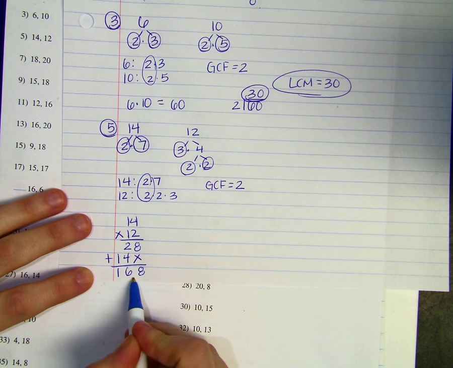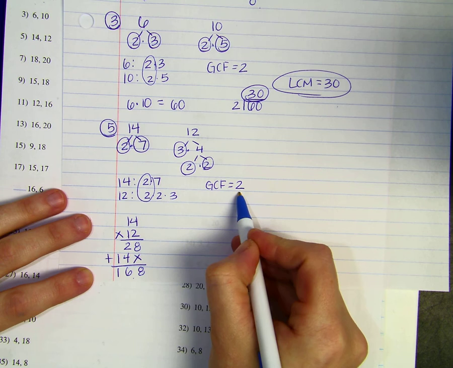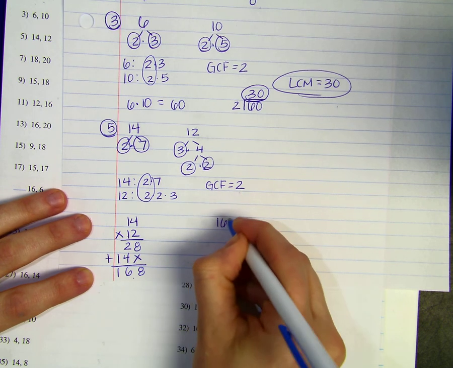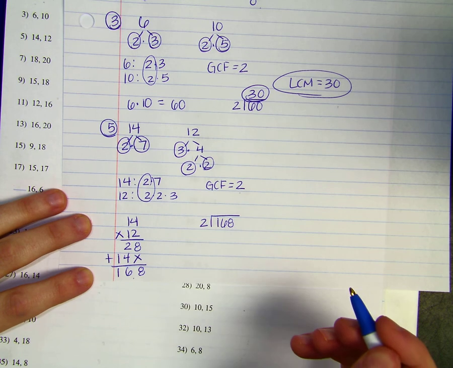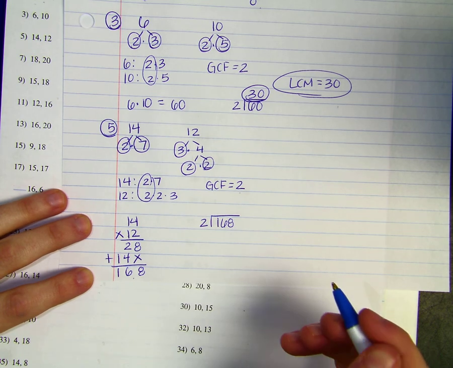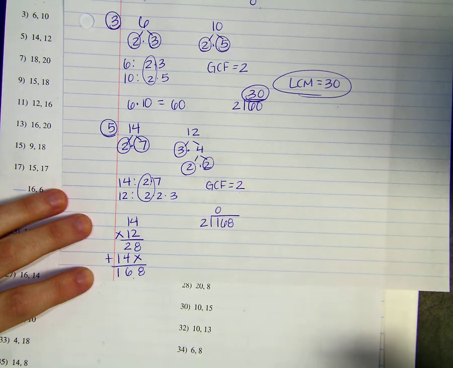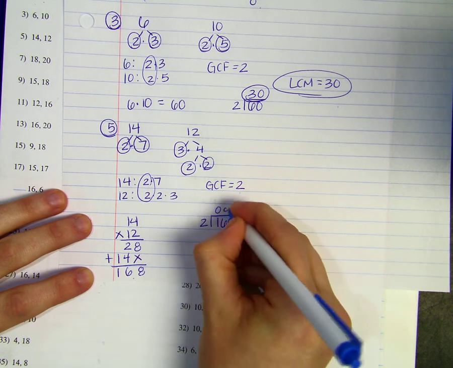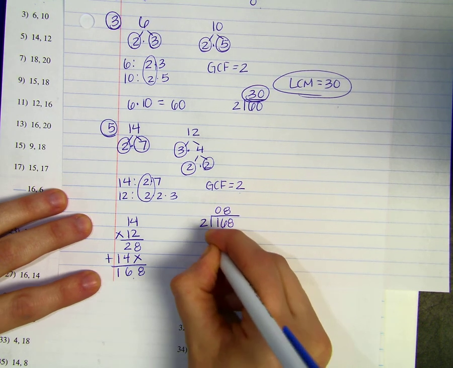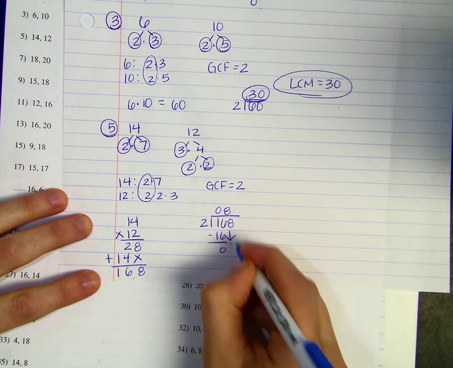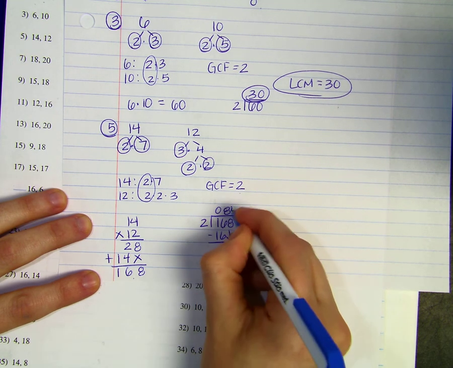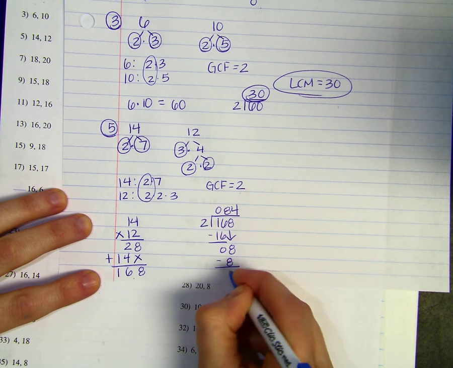Once you've got your product, you want to divide it by your greatest common factor, which in this case is 2. So I'm going to say 168 divided by 2. That answer, the quotient, is going to be my least common multiple. 2 doesn't go into 1. It goes into 16 8 times. 8 times 2 is 16. 16 minus 16 gave me 0. Bring down my next number of 8. 2 goes into 8 4 times with none left over.